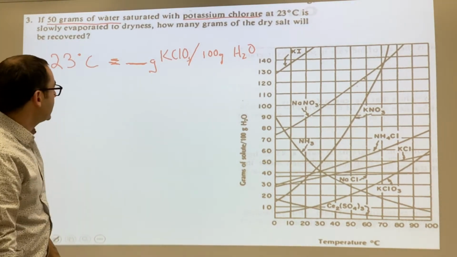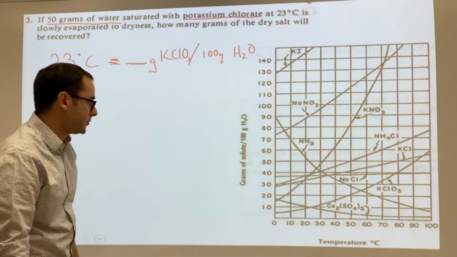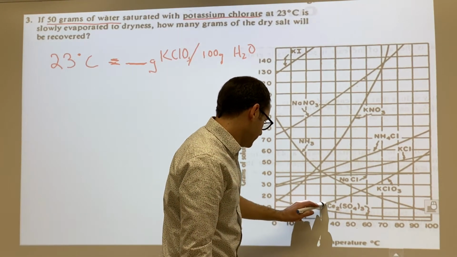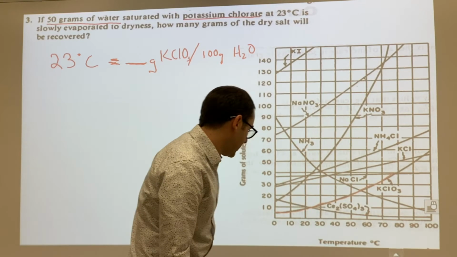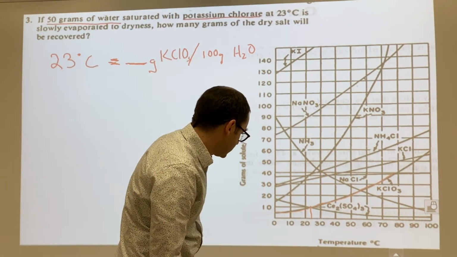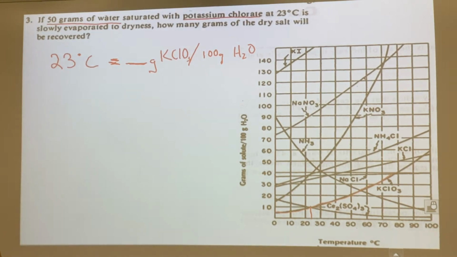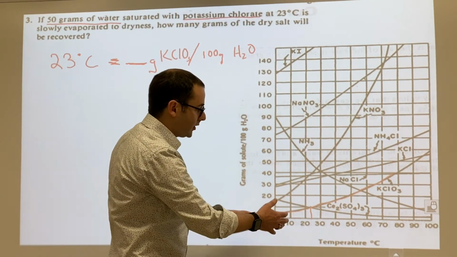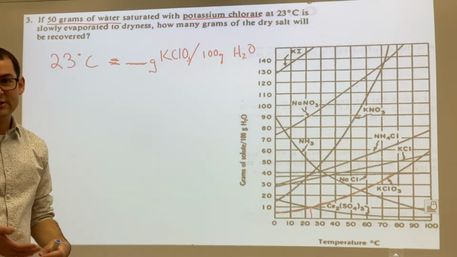Where is KClO3, or potassium chlorate? Yeah, near the bottom. All right, cool. So it's this one, right? All right, right there. And we're looking for 23. So what do you think it is? Yeah, 10's a good guess, right? 10.